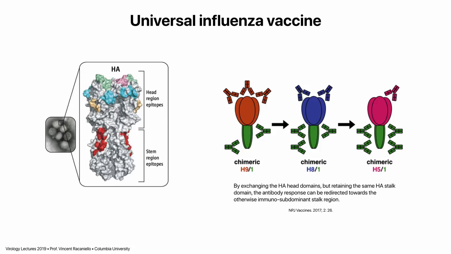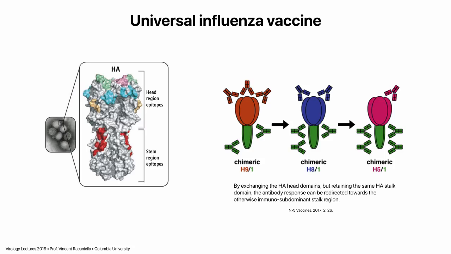So how do you get the immune response to see that? The stem, unfortunately, is what we call immunosubdominant. If you inject an HA molecule into a person, most of the antibodies are made to the head. But what to do to direct them to the stem? Well, here's the approach that's used here.